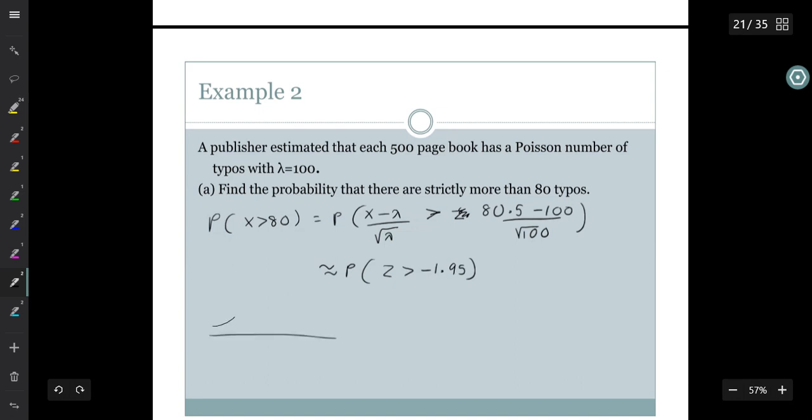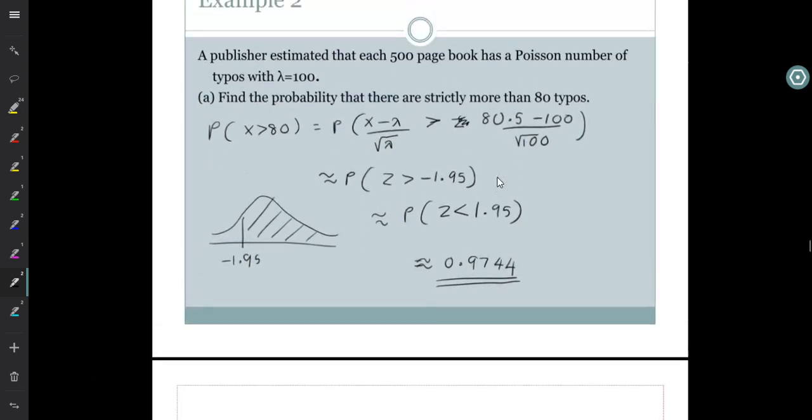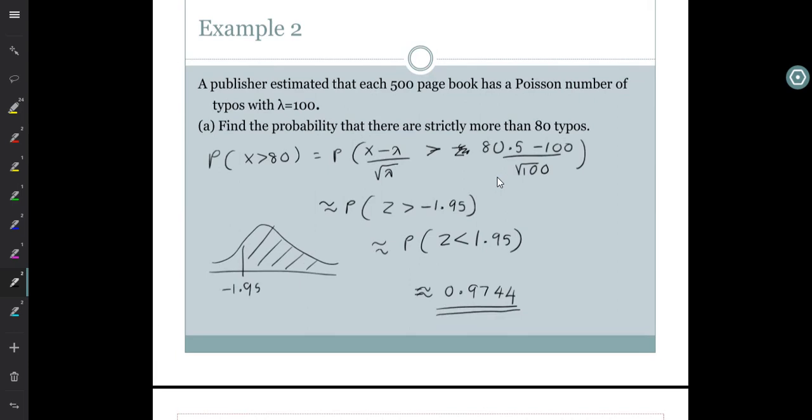Again, you can read the standard normal table. Yes, z greater than negative 1.95. That is the same as the probability z less than positive 1.95. And if you read the table for that, it will be 0.9744. So that is how you apply the central limit theorem and use it when you have to approximate binomial probabilities and Poisson probabilities.